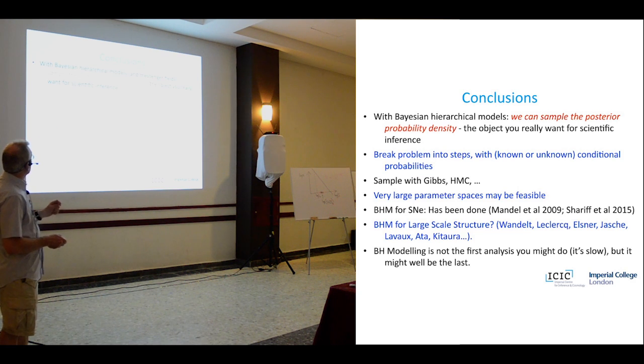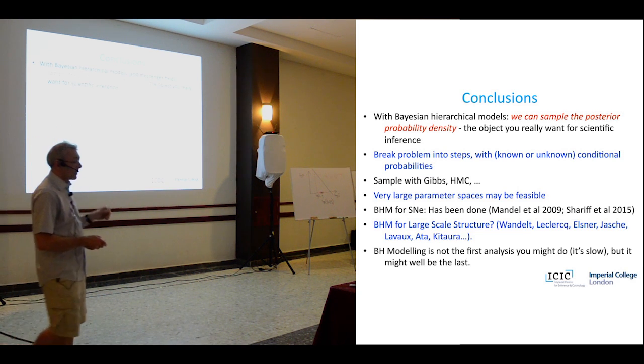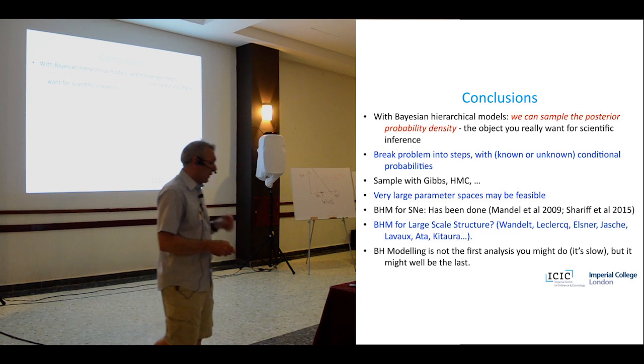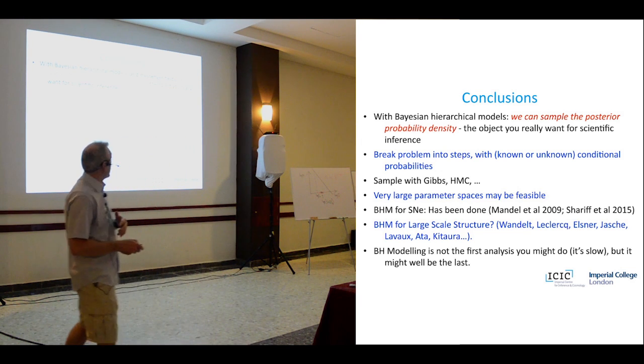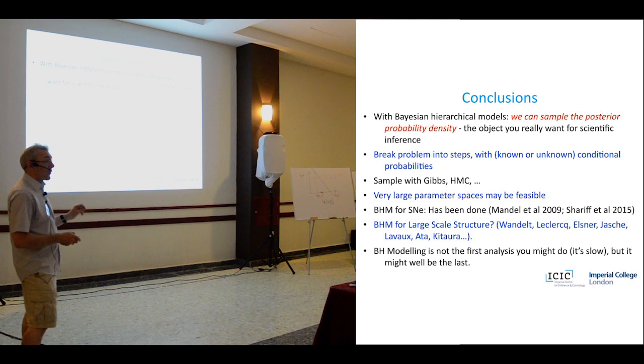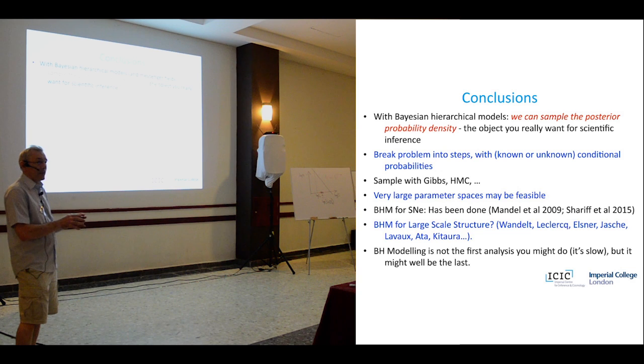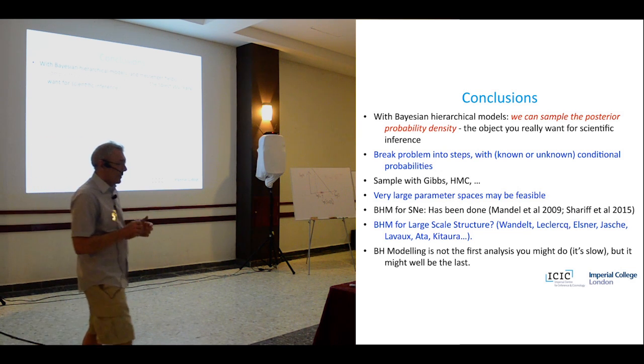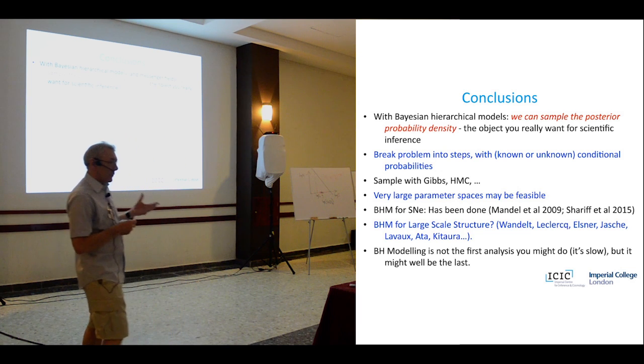So just to conclude, these Bayesian hierarchical models allow us to do it at all. We can sample the posterior probability density. So just to remind you, that's really the thing that you want in a Bayesian way out of an experiment. The result of it is the posterior probability density. That's the result. You may simplify it into a mean value of parameters if you want to make an estimate, but actually this is the object, which is the natural result.